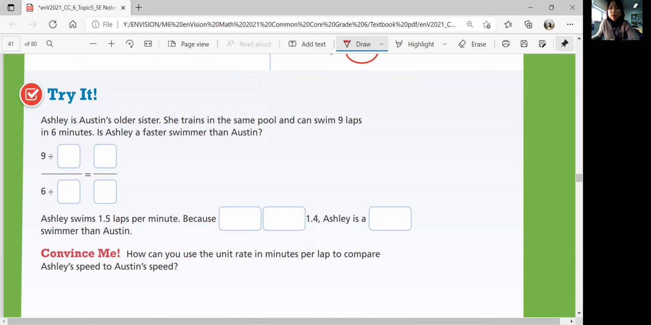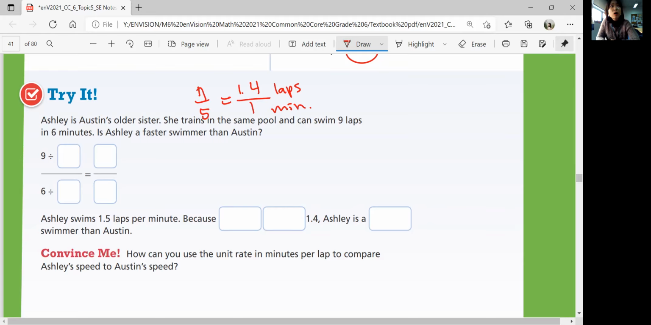Ashley is Austin's older sister. She trains in the same pool and can swim 9 laps in 6 minutes. Is Ashley a faster swimmer than Austin? So Austin swims 7 laps in 5 minutes, or in unit rate, 1.4 laps in 1 minute.